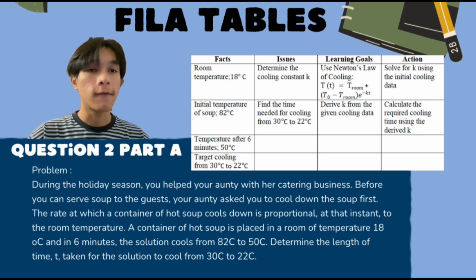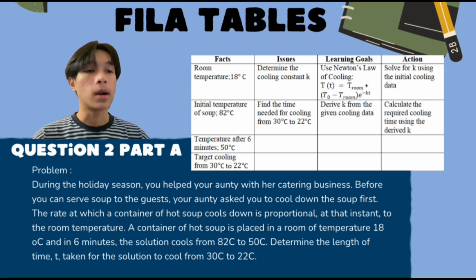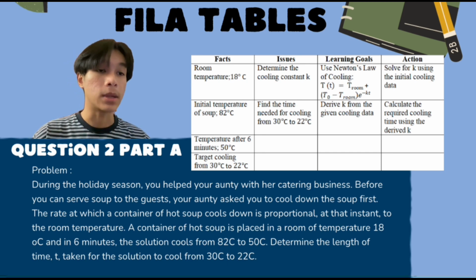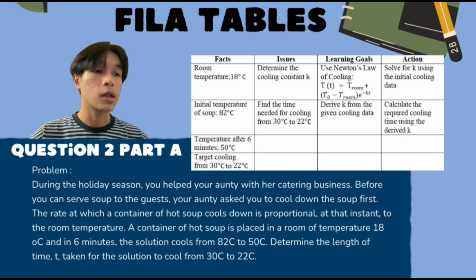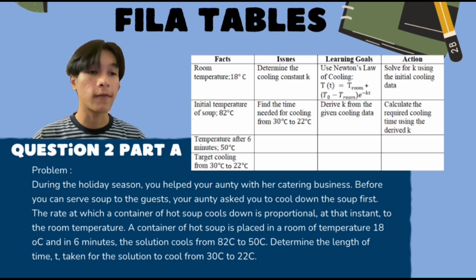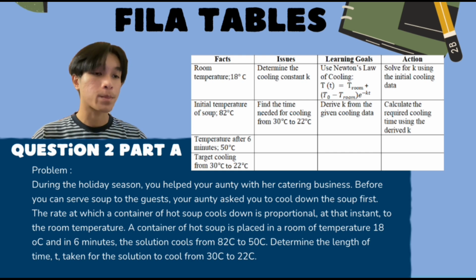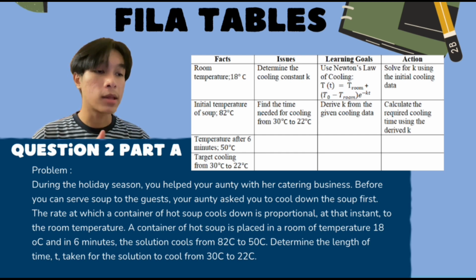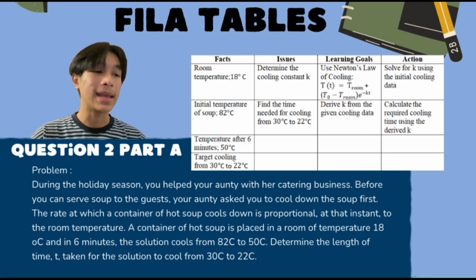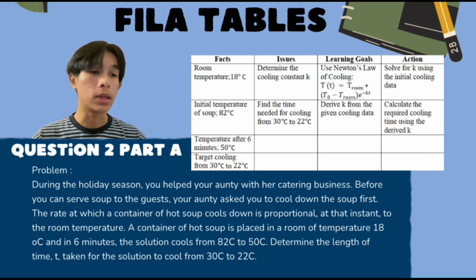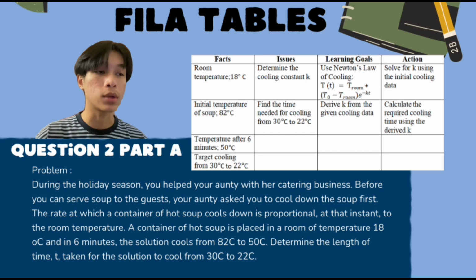Basically, for question 2 part A, the problem is about you helping your auntie with a catering business before you serve a soup to a guest. Your auntie asked you to cool down the soup first before serving it. In a room temperature of about 18 degrees Celsius, the soup cools down from 82 degrees Celsius to 50 degrees Celsius in 6 minutes. So you need to determine the length of time taken for the soup to cool down from 30 degrees Celsius to 22 degrees Celsius.